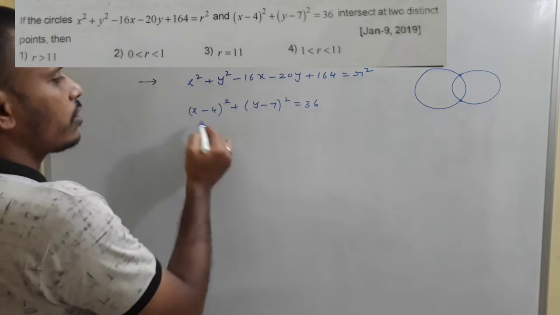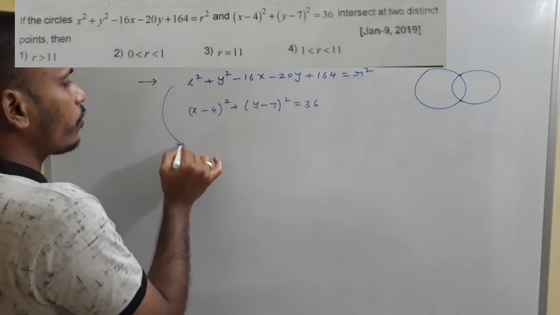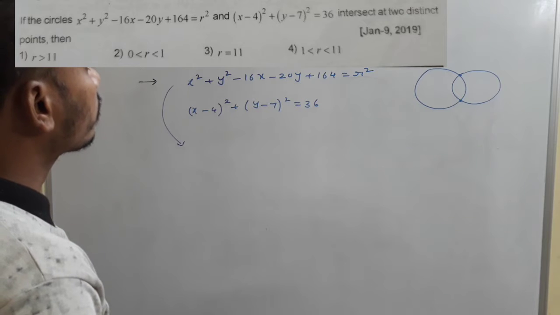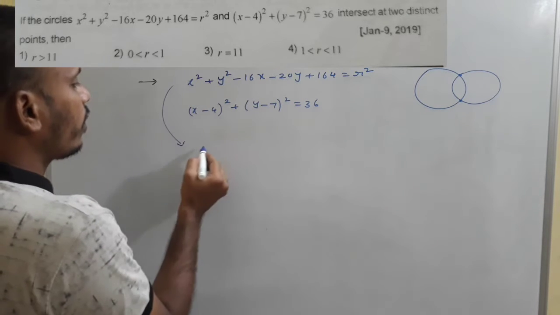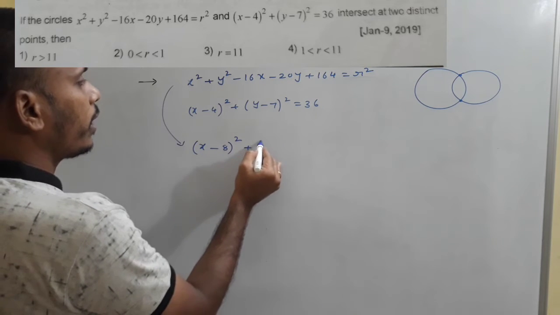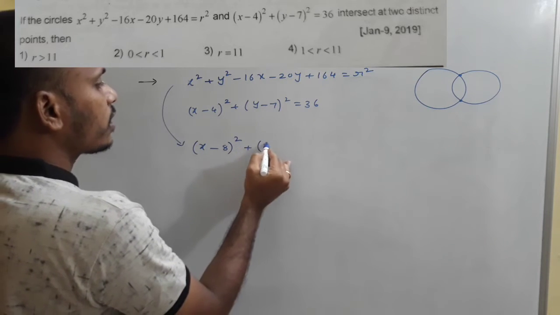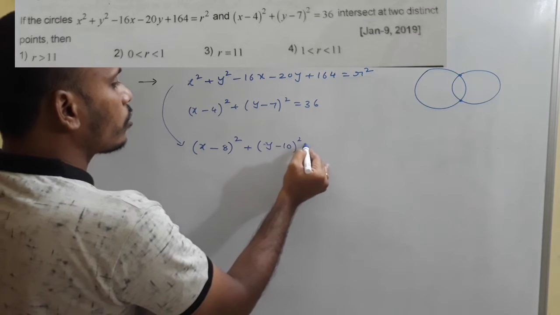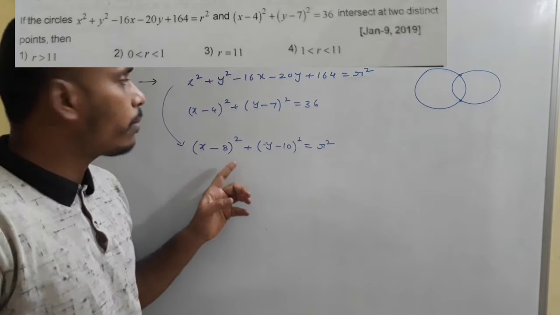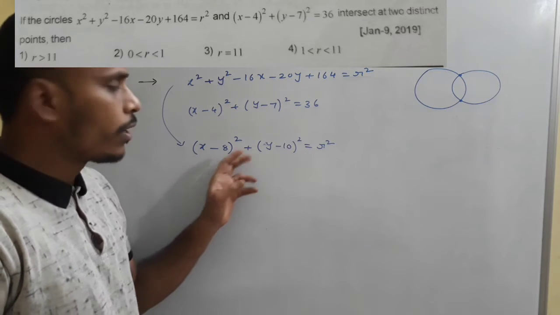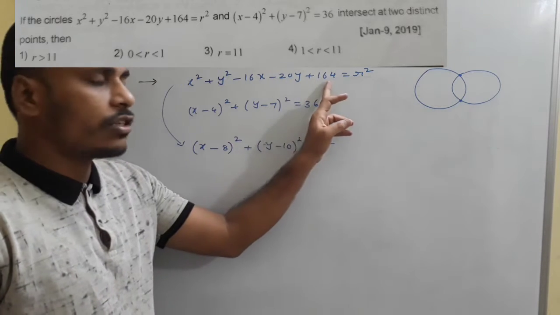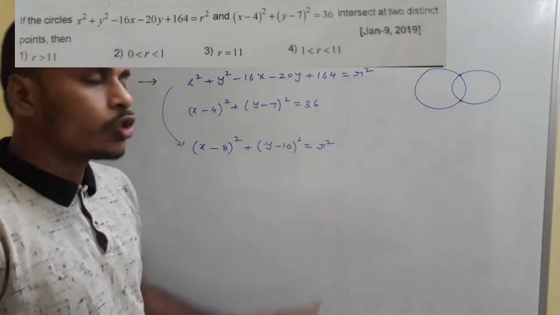Now this is the second circle. Rewrite the first circle in center-radius form. How does it become? Have a look. I will rewrite it like this: (x minus 8) whole square plus (y minus 10) whole square is equal to r square. Is there anything wrong? (x minus 8) whole square is x square minus 16x plus 64, and y square minus 20y plus 100. 100 plus 64 is 164, and that is equal to r square, so it balances.